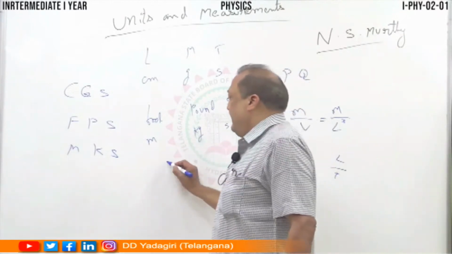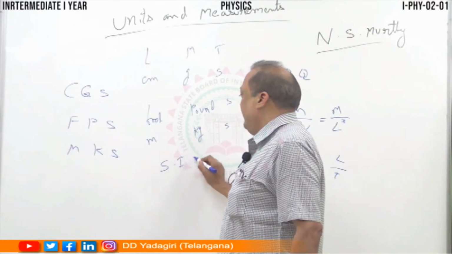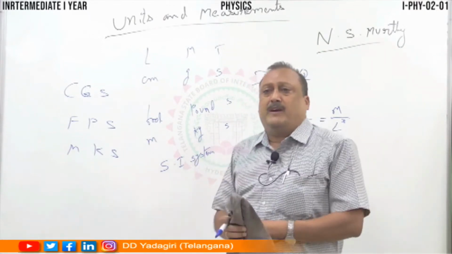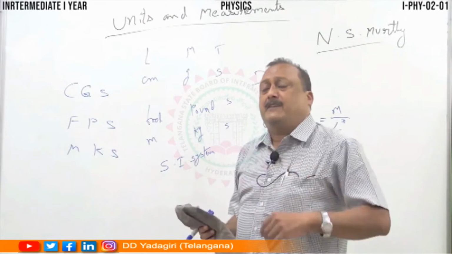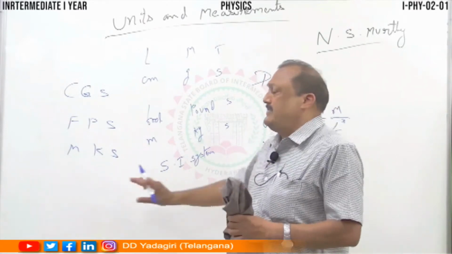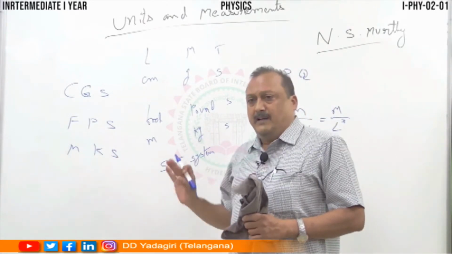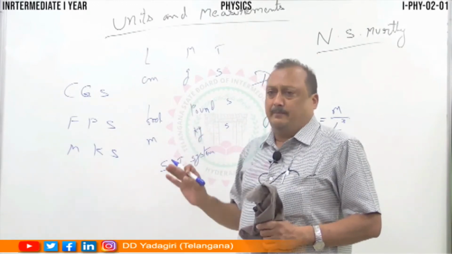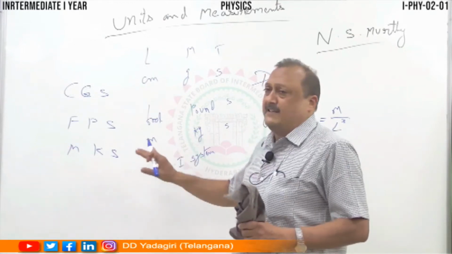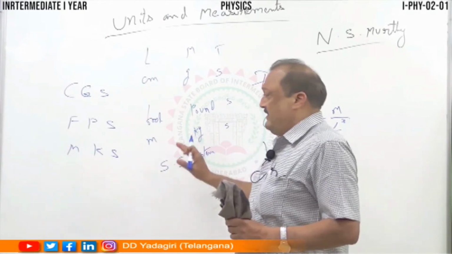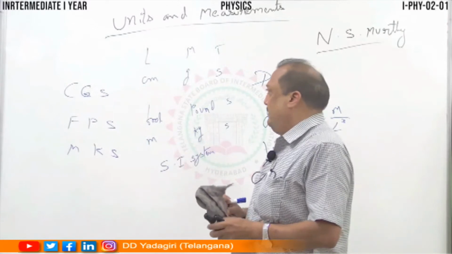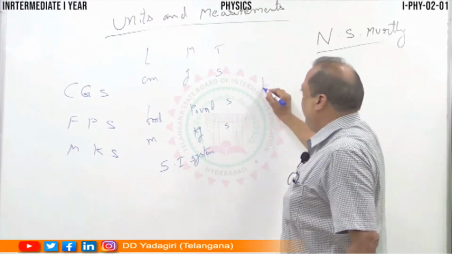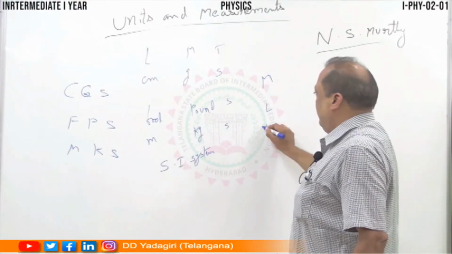Now we are following the International Standard System, that is SI system. In SI system, we are taking 7 fundamental physical quantities. This is the extension of MKS system. In MKS system, only 3 are fundamental physical quantities: mass, length, time. But in the International Standard System, there are 7 fundamental physical quantities. Those are mass, length, time.